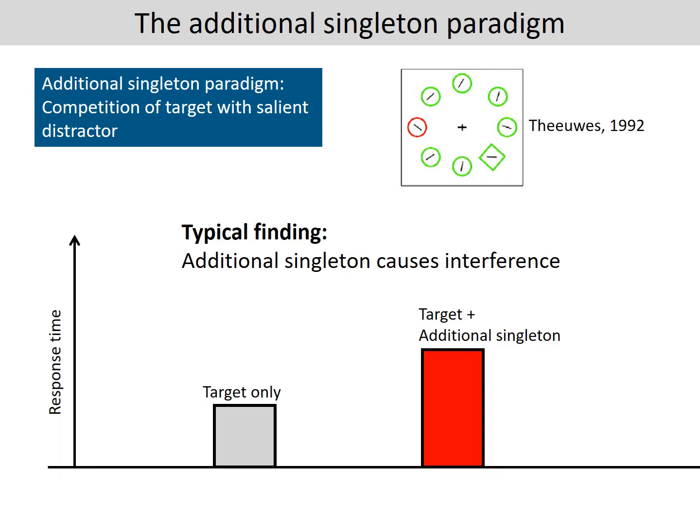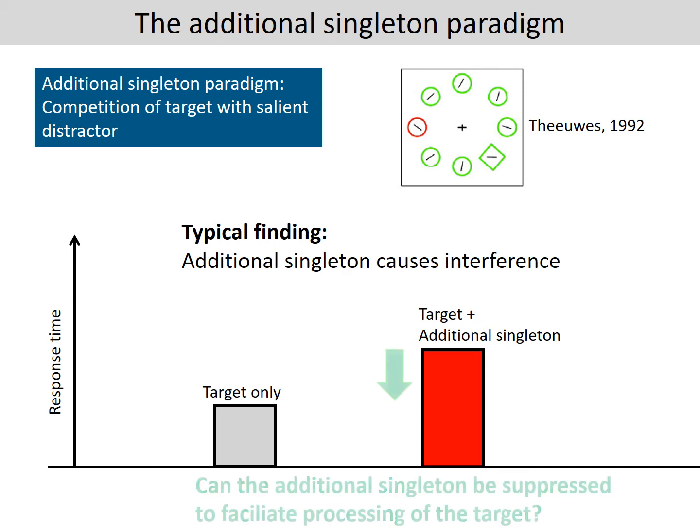A typical finding in these additional singleton tasks is that response times and error rates go up when the salient distractor is presented, suggesting that there is some interference due to the salient distractor. Now the question is, can we prevent this attentional capture through application of active suppression?